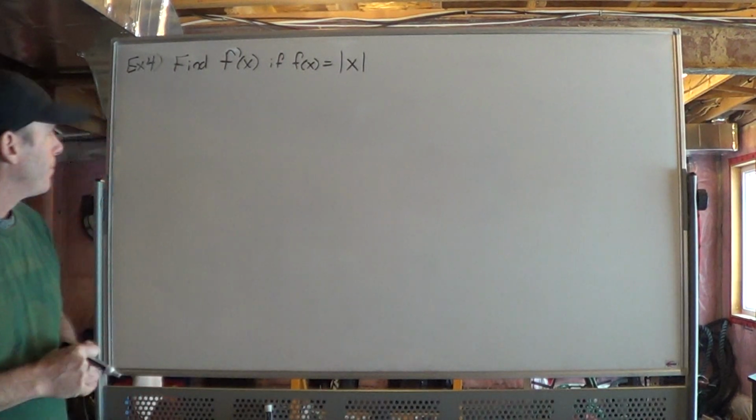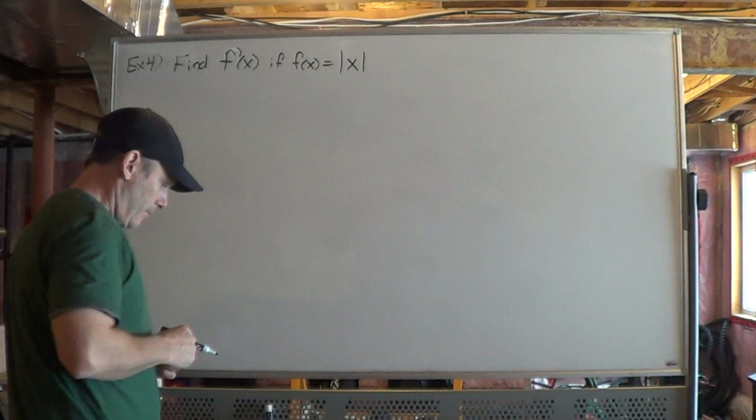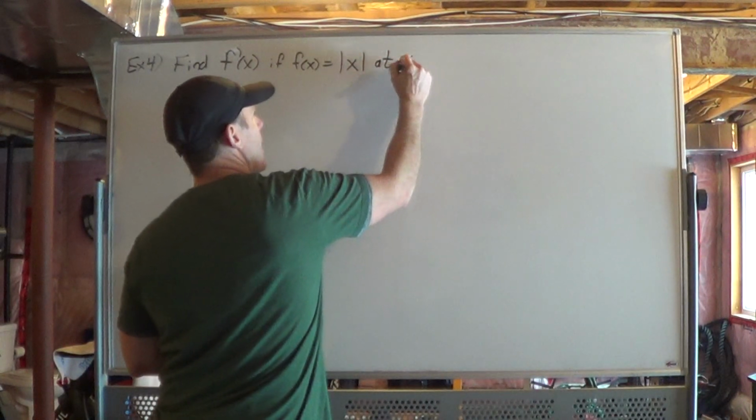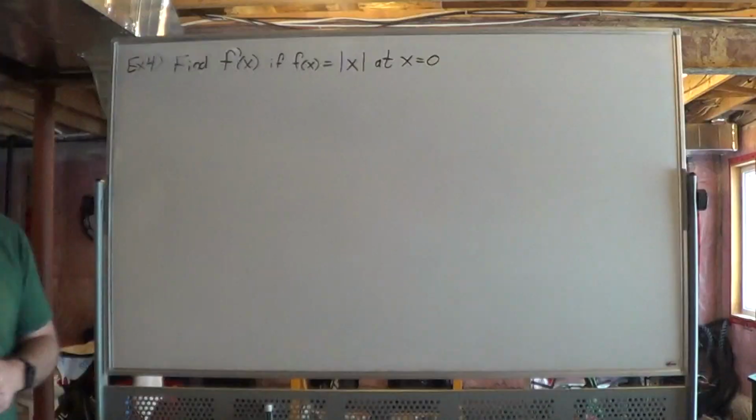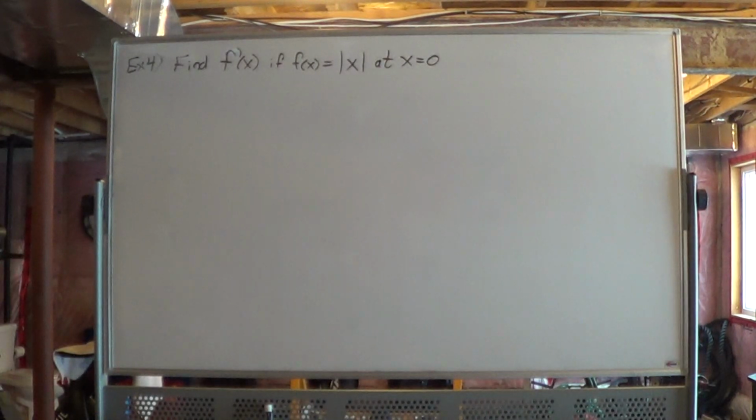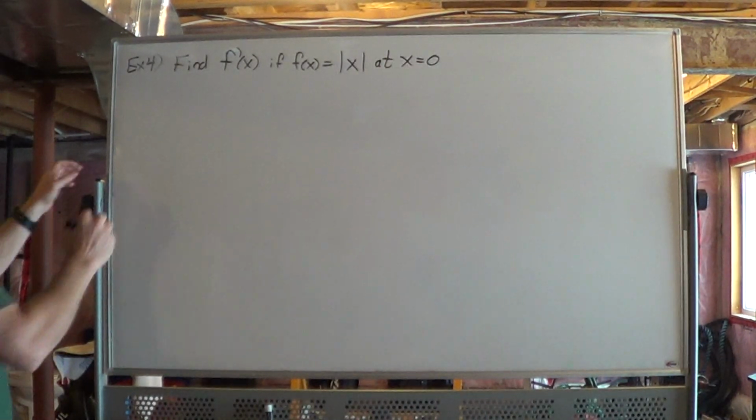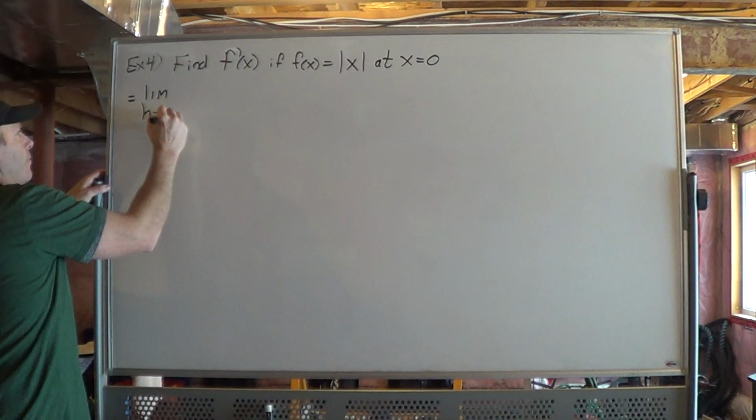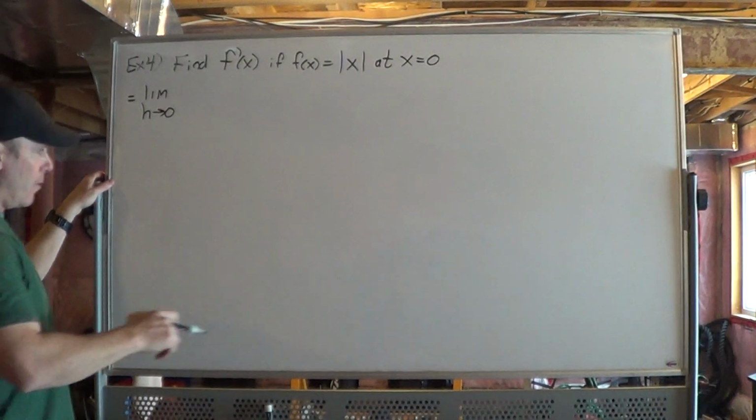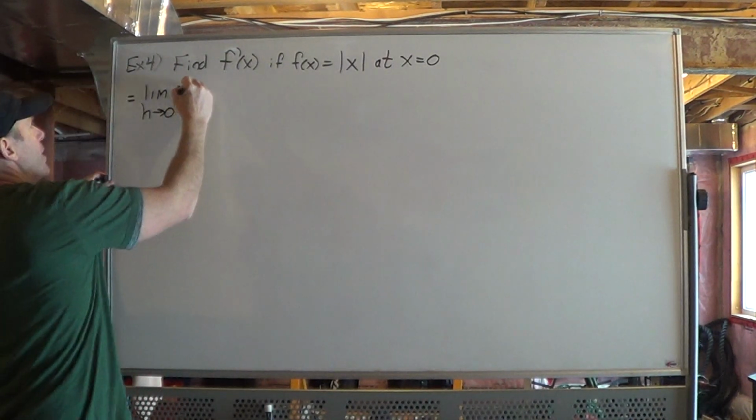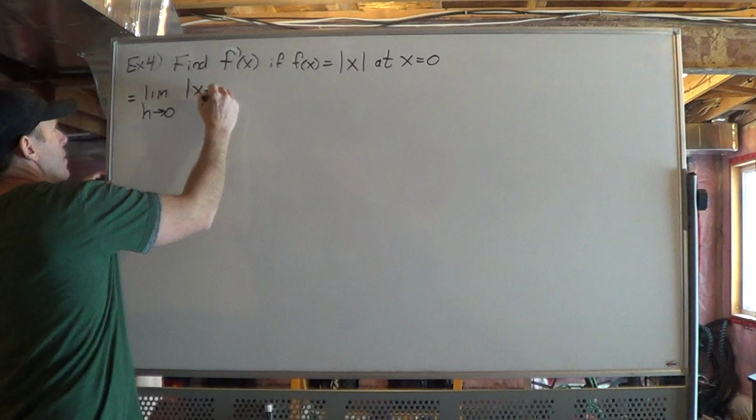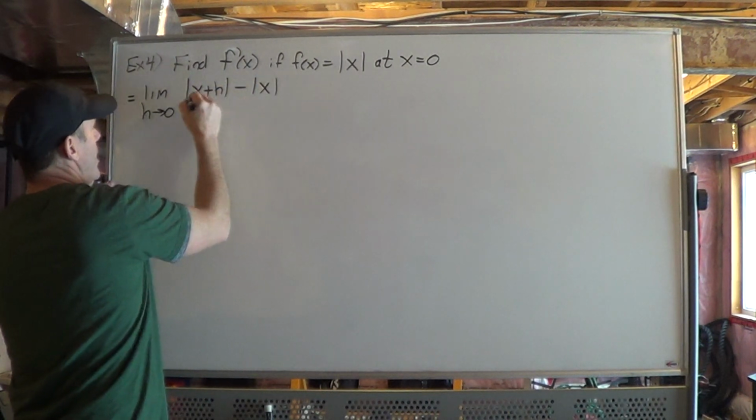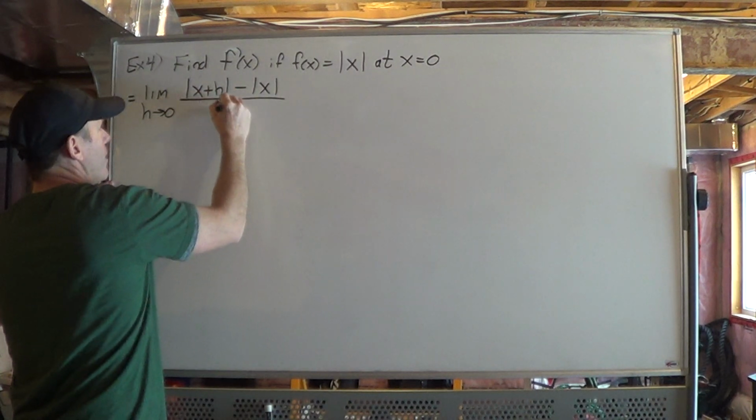And then it says we'll get to that at x equals 0. So we actually do have a specific value this time. But again, I'm going to find the limit, use my definition once again. As h approaches 0, we have the absolute value function, so we're going to have the absolute value of x plus h minus the absolute value of x. And again, that's going to be divided by h.